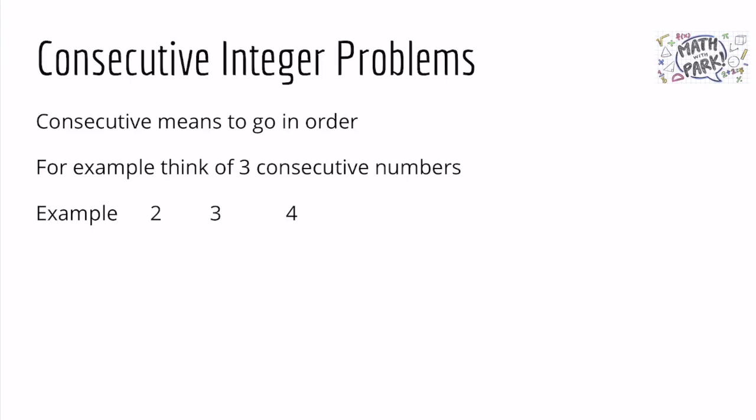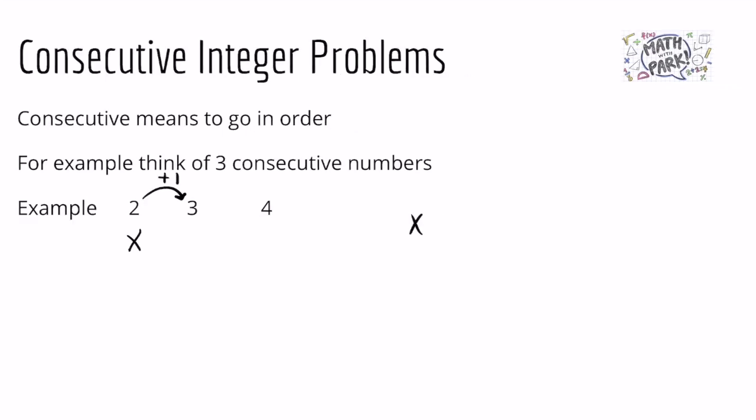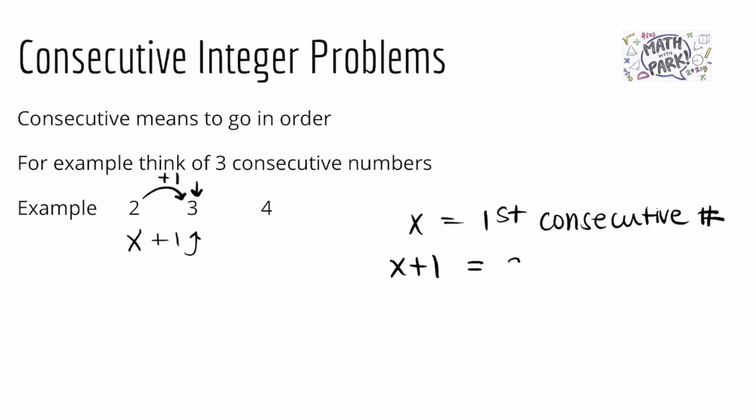notice a pattern. So from 2, 3, and 4, I can tell myself if x is my first number, which is 2, how do I go from 2 to 3? Well, we know from 2 to 3, we add 1. So if x is my first integer, first consecutive number, then to get my second number, which is 3, all we had to do was add 1 to get 3. So we know x plus 1 equals my second consecutive number.